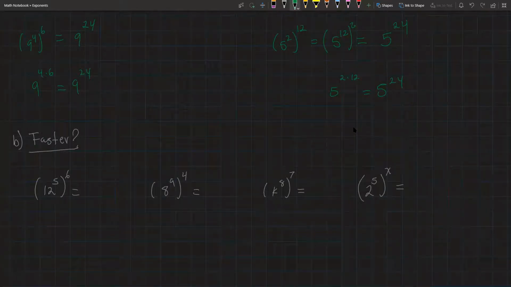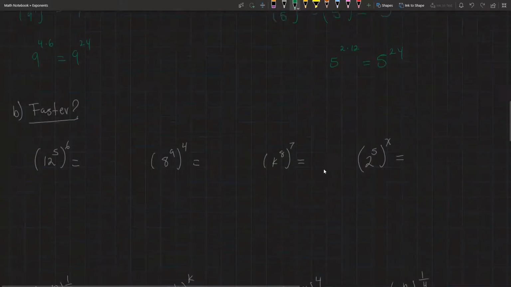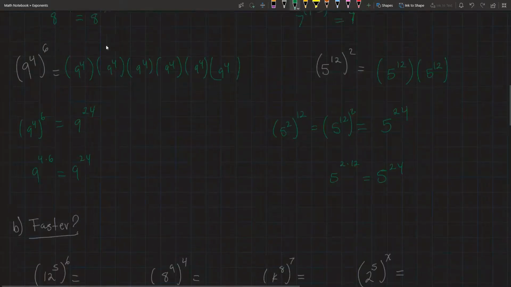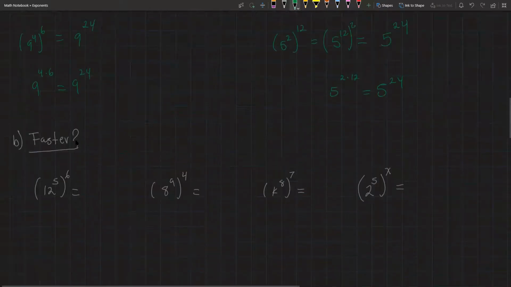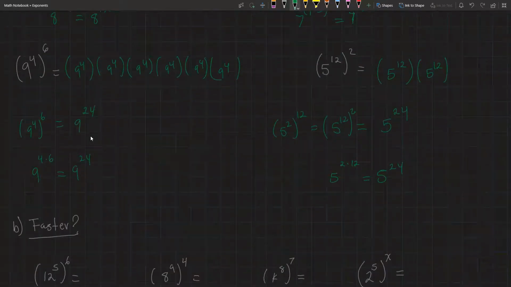All right, so let's see if we can apply that faster. Rather than expanding them, look, if we get to the 7th power, and even the 6th, that was not fun expanding that one. We're not going to expand them all the time. Hopefully you recognize for what scenario did we multiply the exponents? When can we multiply the exponents?